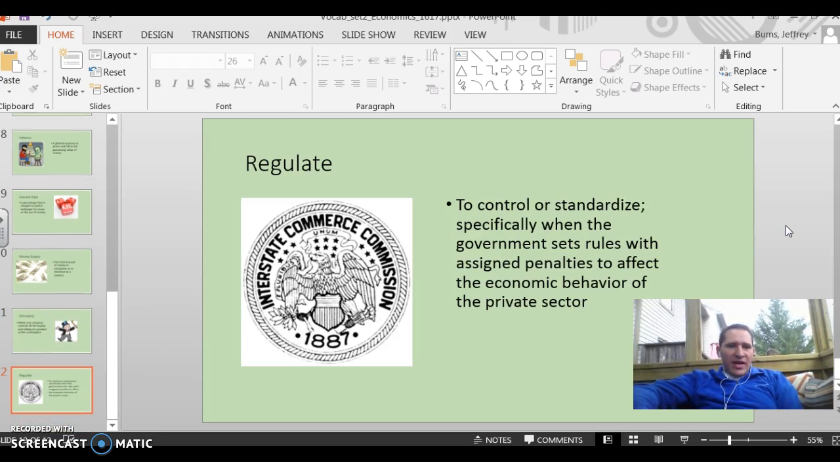All right, now the last word here, I believe, is regulate. When you think of regulating, it's the government controlling or standardizing something. So the government is going to set rules. The ICC, Interstate Commerce Commission, dealing with business, is going to set certain rules within government for business. And if they break these rules, then there are going to be penalties, fines, and sanctions against these companies, specifically in the private sector.